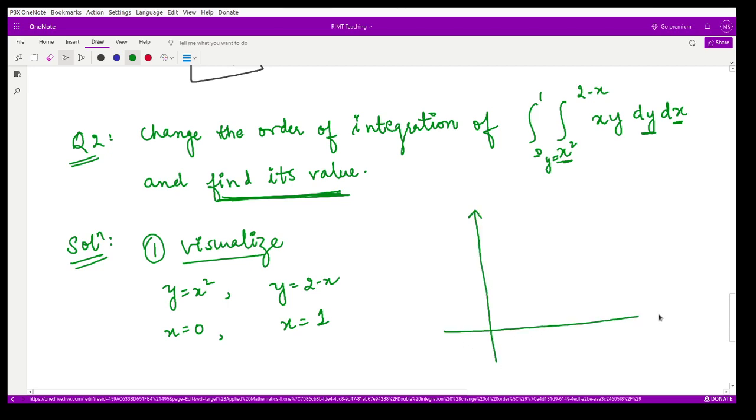So we first draw our coordinate axis. So this is your x-axis, this is your y-axis. Now x is equal to 0 would be this particular line, y-axis, right? Your y-axis. And then say this point is 1. So you have x is equal to 1 as this line. And then you draw y is equal to x square. Y is equal to x square, that would be the upward parabola. This is x is equal to 1, x is equal to 0, and you have this line.